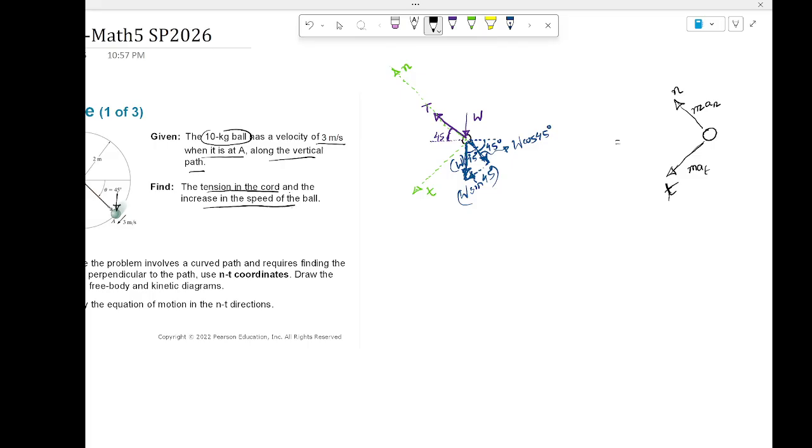So let's do that. The givens and find are already in engineering format. What I draw here is called the free body diagram, and this is what they call the kinetic diagram. These terms are keywords, okay? Remember those terms.